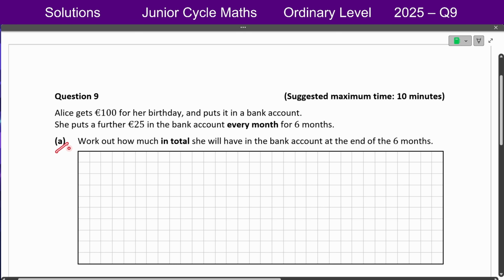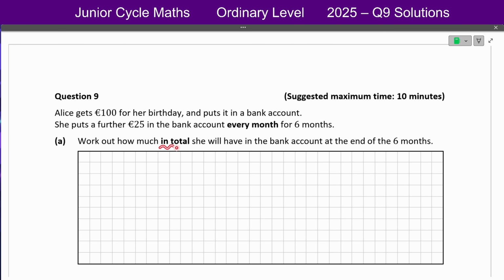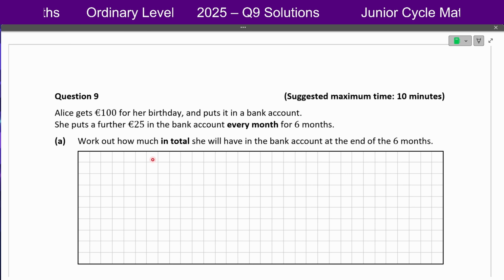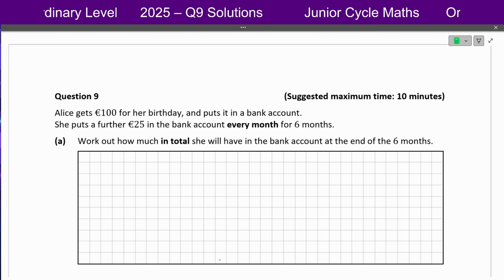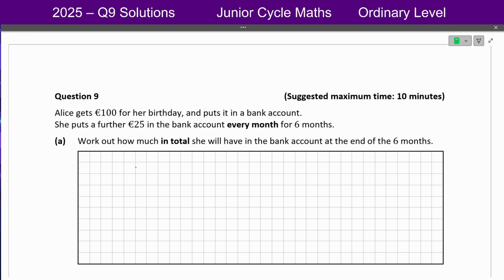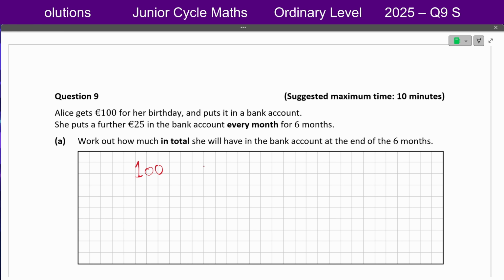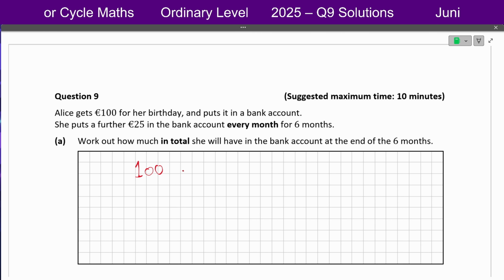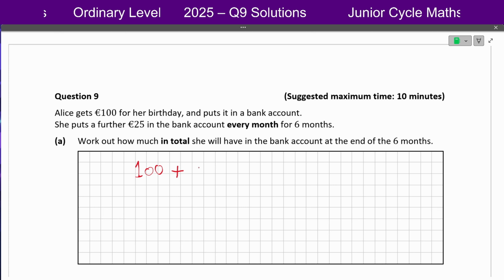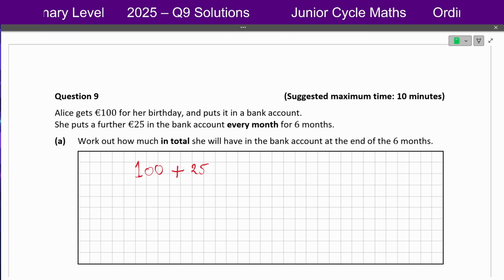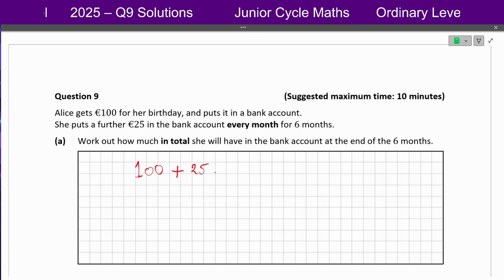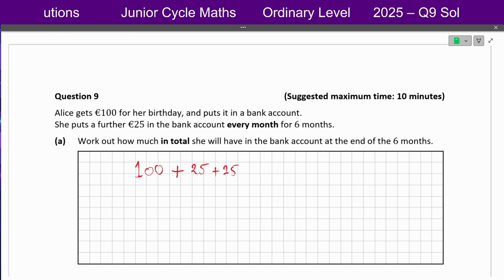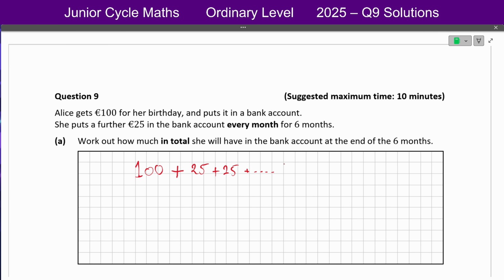So in the first part, it says work out how much in total she will have in the bank account at the end of the 6 months. What we can say here is that she has already €100 in the bank account, and every month she puts in 25. So for the first month she will have €25 in addition to the 100, and for the second month she will have another 25, so it's €50 plus 100, and so on until the 6 months.